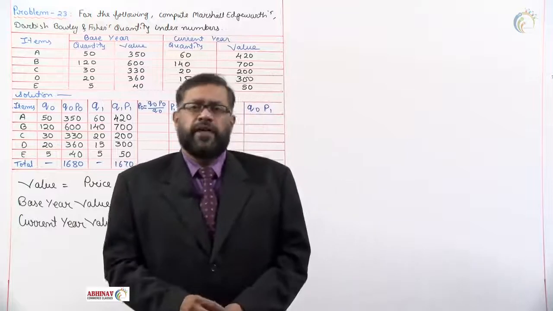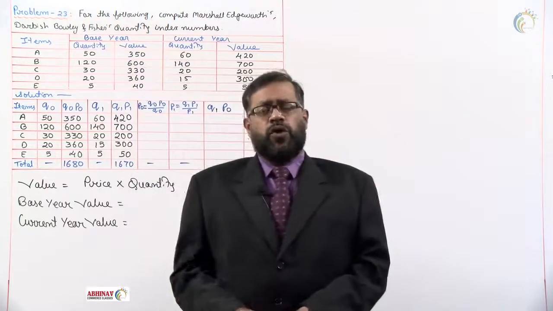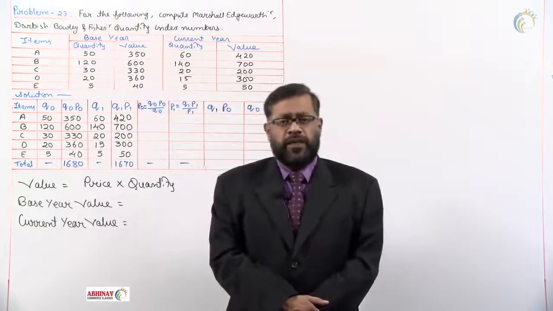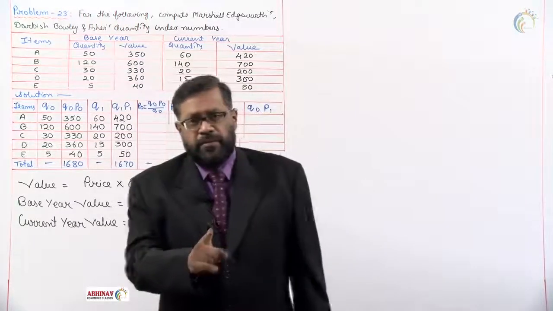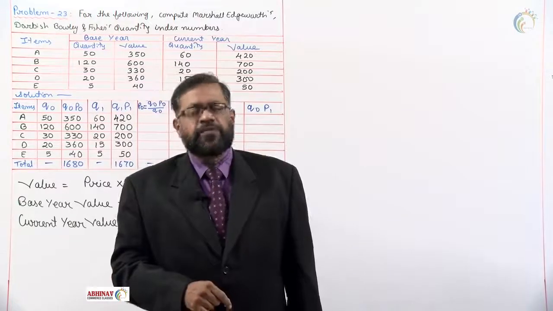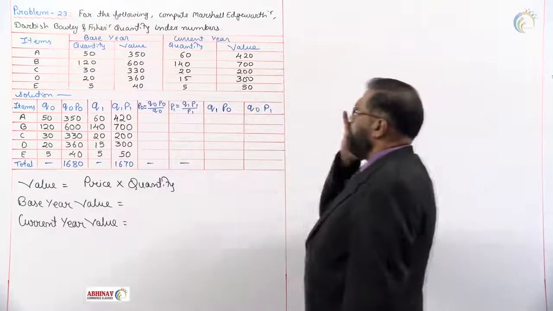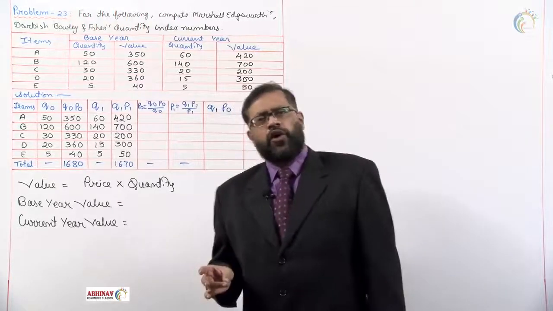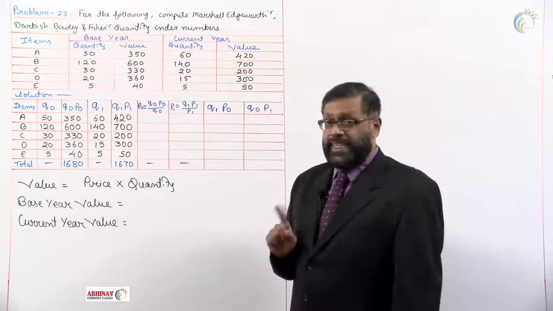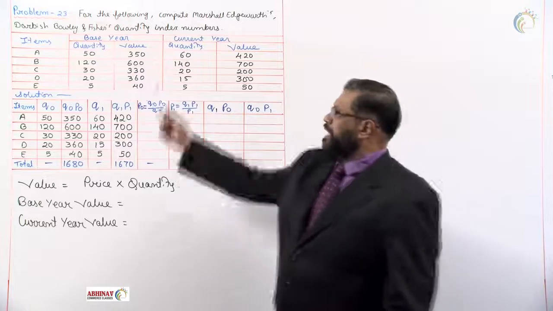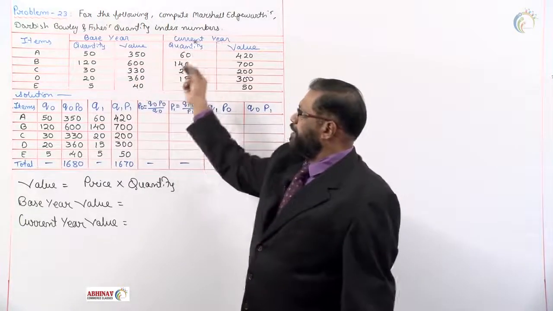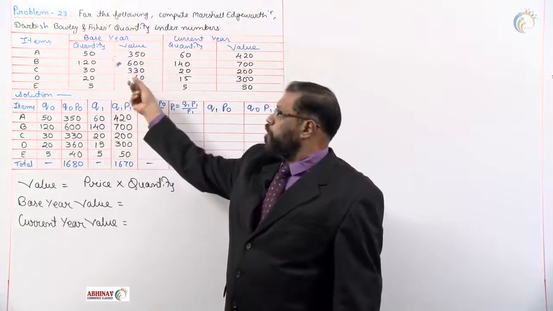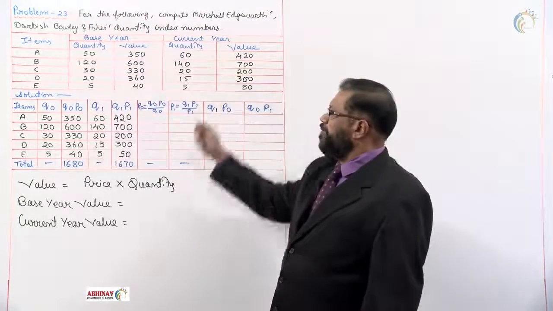In the last session, we have completed problem number 22 on quantity index numbers. In this session, we shall take problem 23 on quantity index numbers where total value is given. For the following, we need to compute only three index numbers: Marshall Edgeworth, Dorbish-Bowley and Fisher's quantity index number. The data is given for the base year and the current year, not the price but the quantity. It's a quantity index number. Quantity and value. Same for the current year.